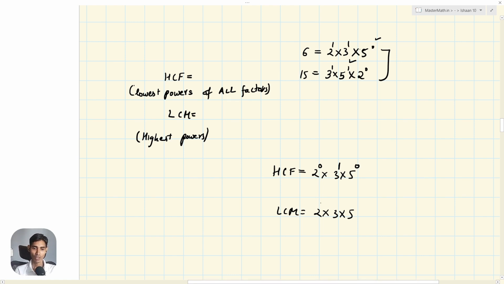1, 1. And for 3, also 1. For 5 also 1. So 2 into 3 into 5 is 30. So now you can check whether HCF of these two numbers is 3 and LCM is 30. It is true.